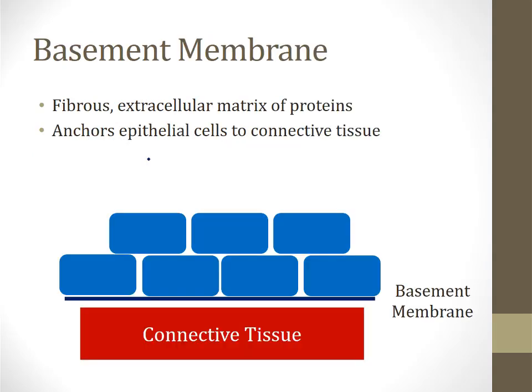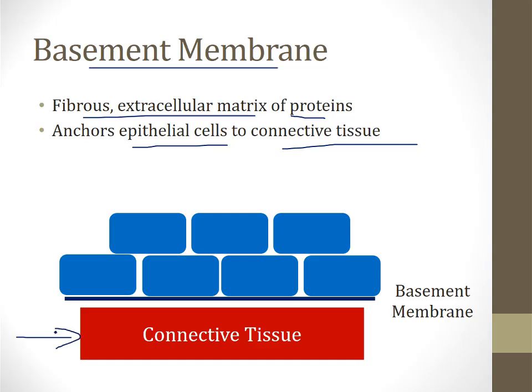Closely related to epithelial cells is a structure called the basement membrane. As the name implies, this is a membrane that's found underneath, or in the basement of, layers of epithelial cells. It's made up of proteins. It's a fibrous extracellular matrix, meaning a whole bunch of proteins linked together, and its job is to anchor epithelial cells to the connective tissue, as I've shown in this picture. So for example, if you have connective tissue under the skin, you might find a basement membrane linked to that connective tissue, which in turn links to the epithelial cells, which may be layered in the skin.